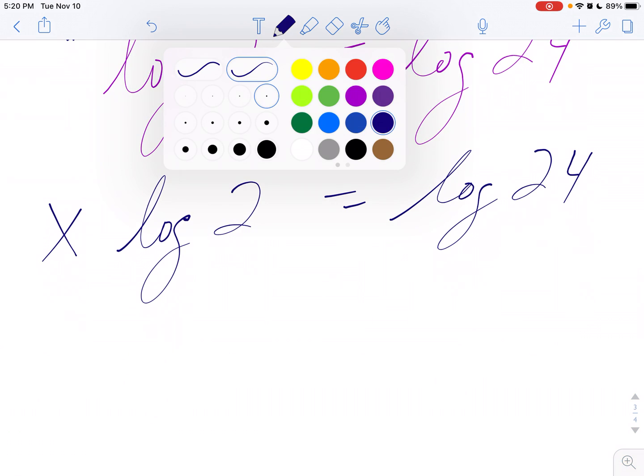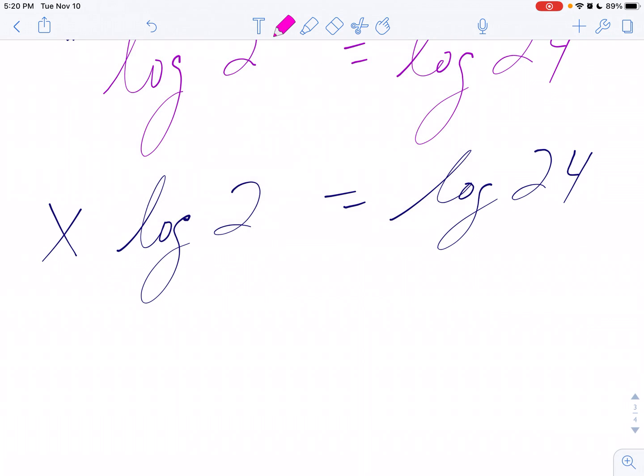And the other thing you need to accept is that log of 2 is just a number. Log of 24 is just a number. Just like if it was a 2 or just like if it was a 24. So to finish this one, we're just going to divide by log 2.